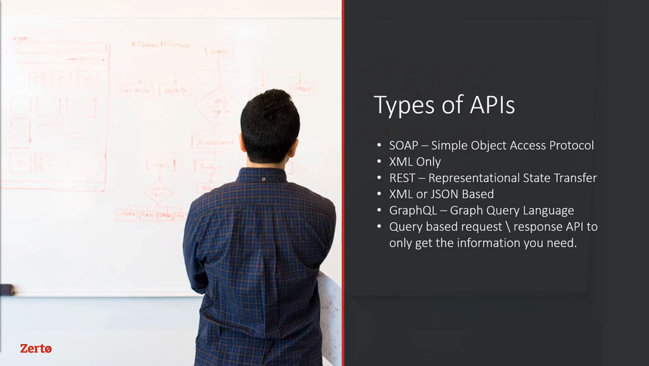And then we have GraphQL. GraphQL is a graph query language. This is a query-based request response API to only gather the information that you need. This is relatively new in the history of APIs, and we are seeing more and more APIs start to embrace this.